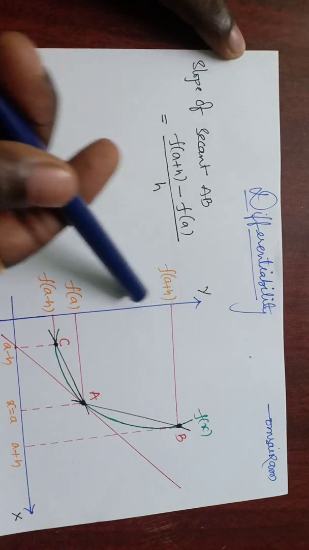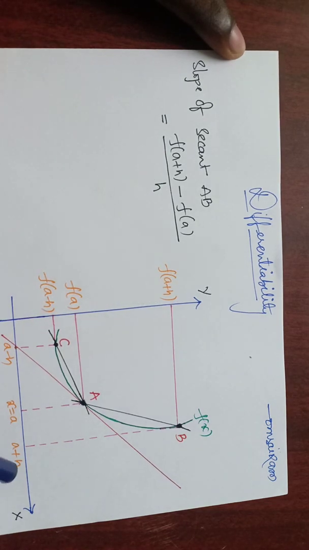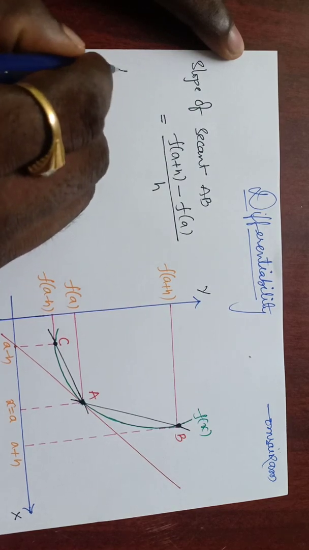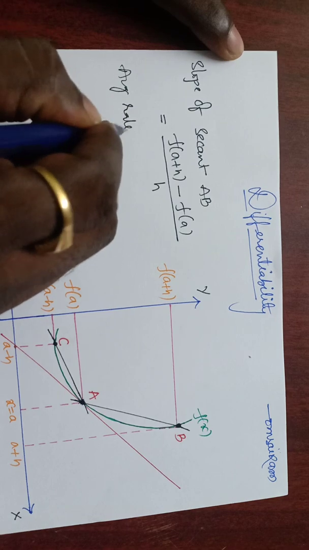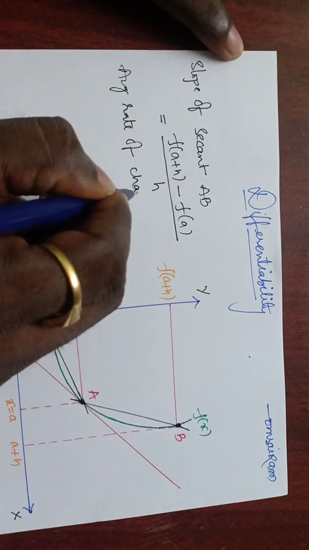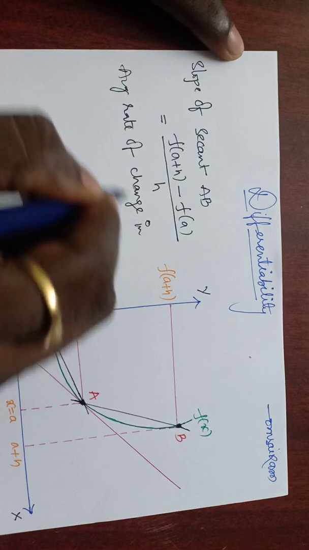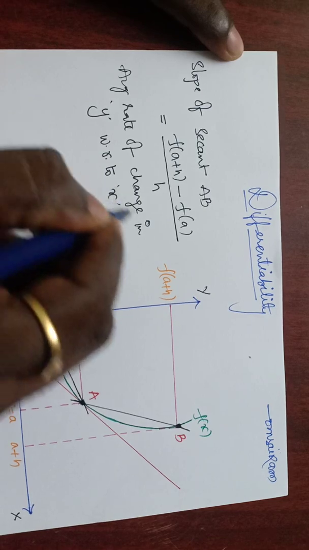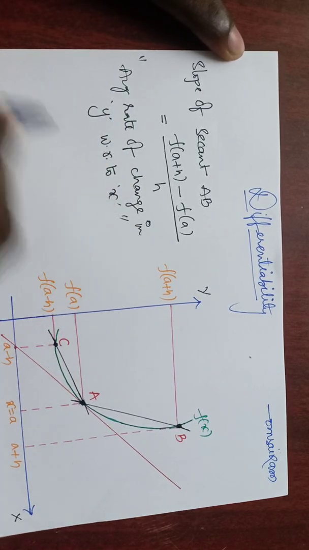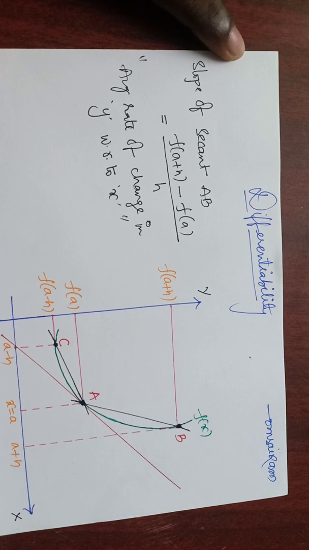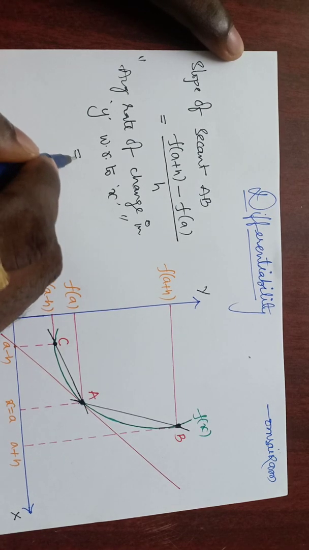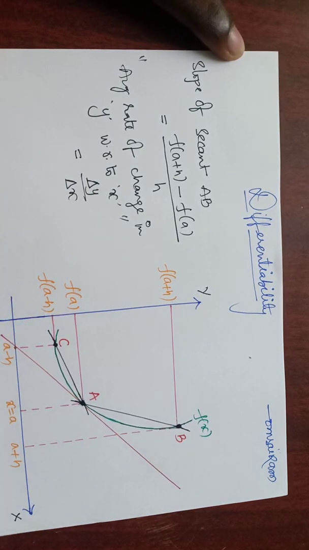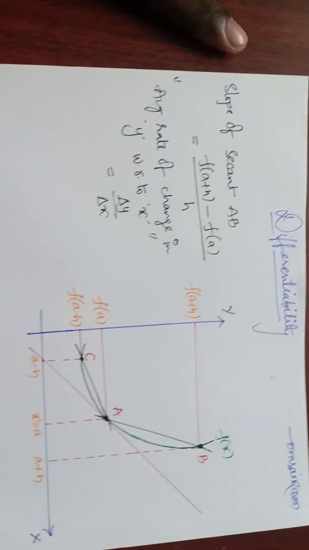Which means the change in y coordinates with respect to change in x coordinates, which is also known as the average rate of change in y with respect to x, also known as delta y by delta x, which is nothing but the average rate of change in y with respect to x.